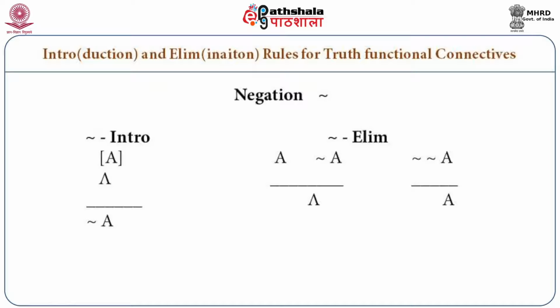How do we eliminate negation? There are two ways. One, if we have a sentence A and also another sentence not A, we infer a conclusion which is absurd. In other words, we have seen the negation connective in the premise, but in the conclusion negation is not coming. The other is, suppose we have double negation, not not A, then we can infer A.